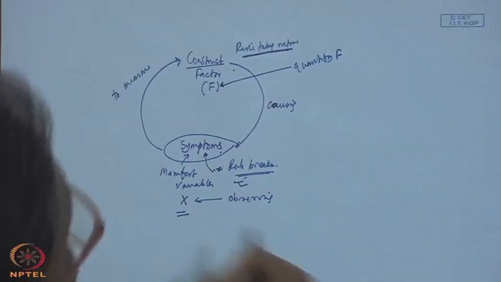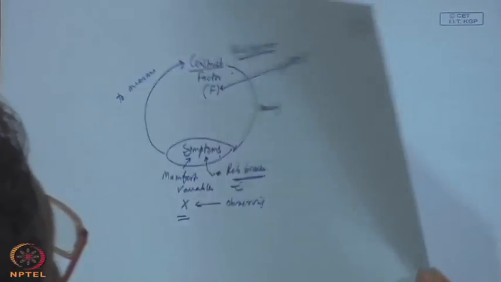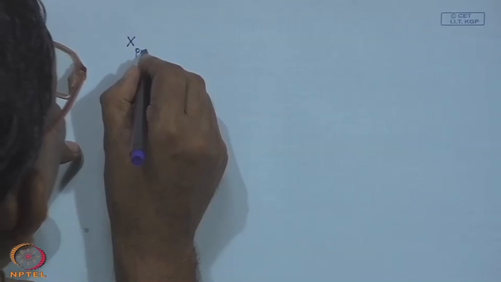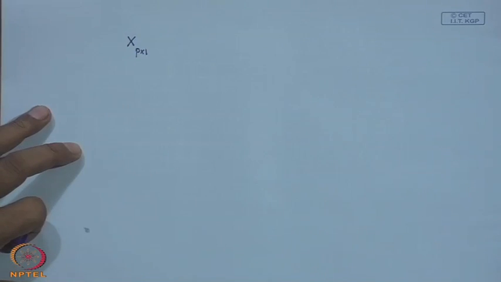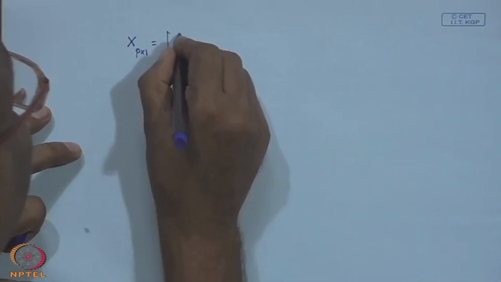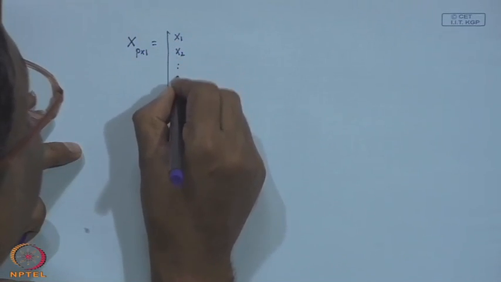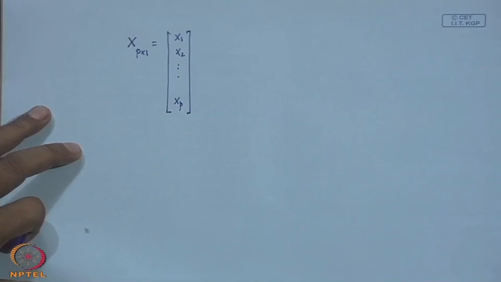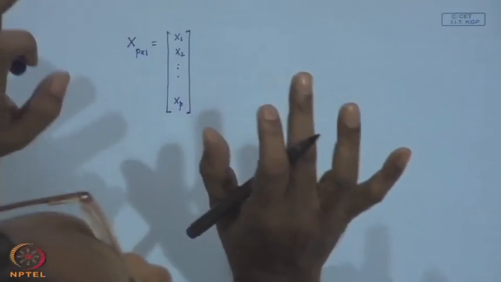You are observing this, and so that means we can say something like this: that you are observing x which is p cross 1. That means this is a variable vector having p manifest variables. It definitely comes from a population.